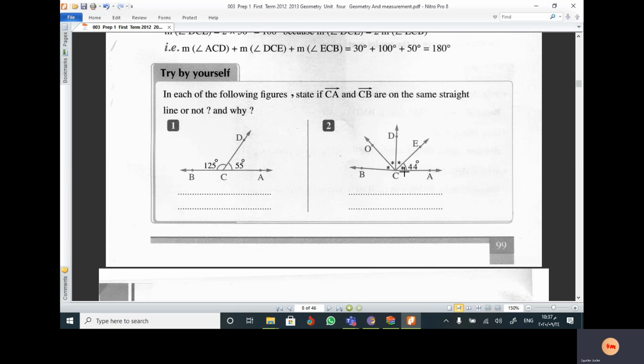And here, you have a star in each angle. It means all of them are the same. This is 44 and this is 44 also, and the other the same. All of them are 44. To find the sum of the 4 angles, you will multiply 4 times 44. You will get 176. 176 is not 180, so you can say that ray CA and ray CB are not on the same straight line. Thank you.